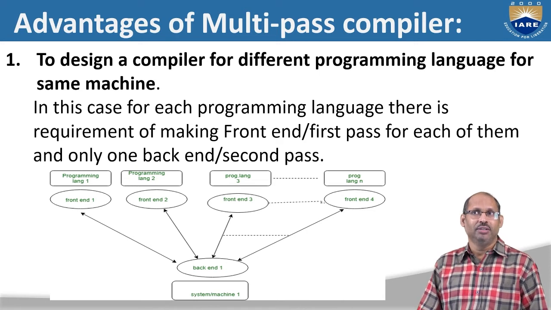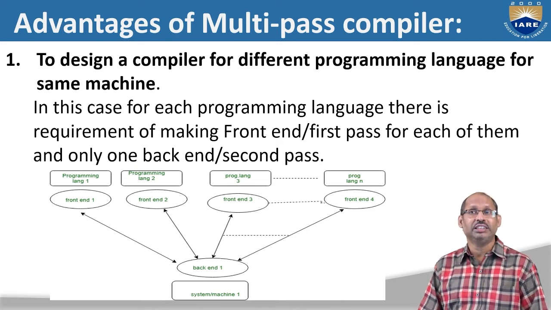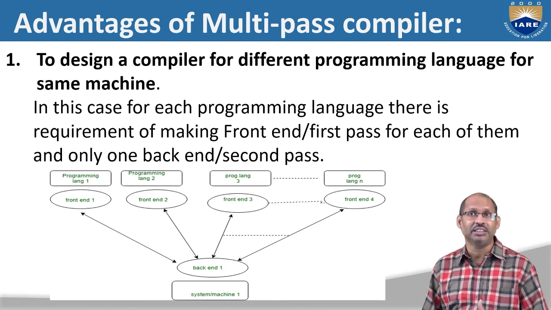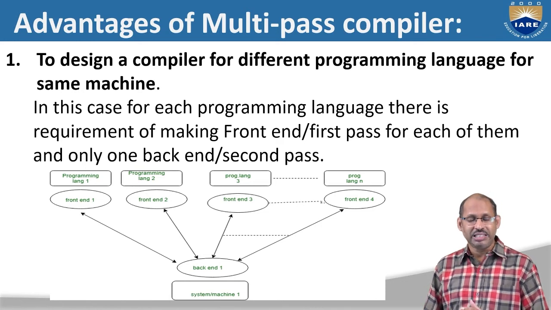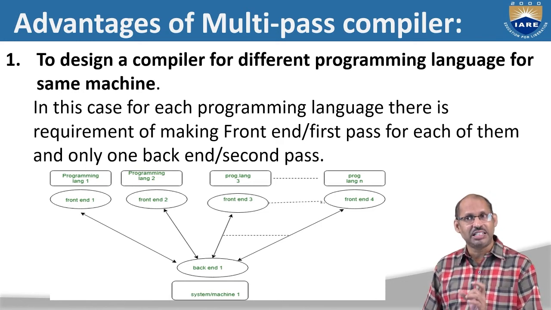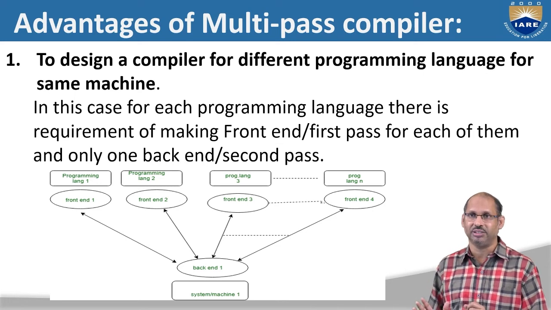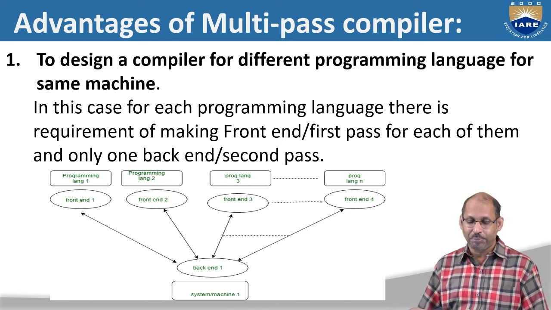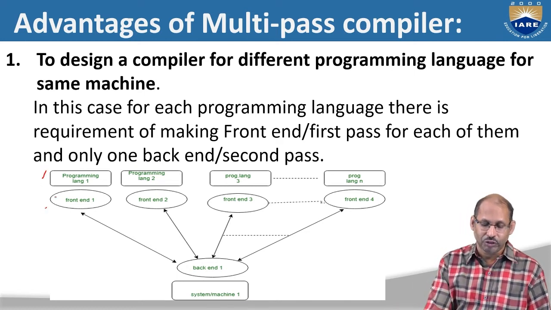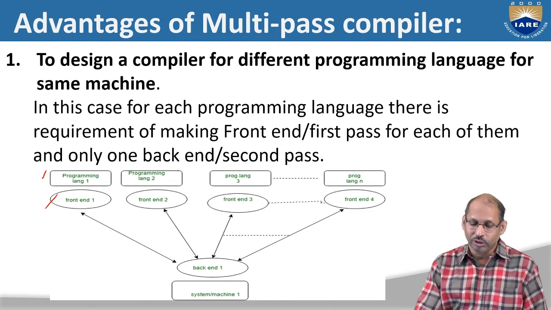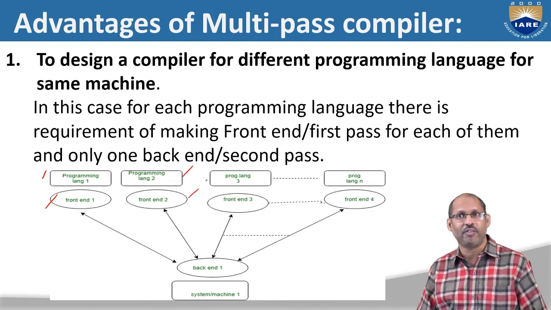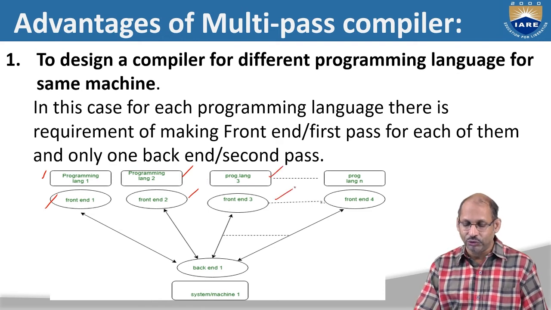To design a compiler for different programming languages for the same machine. That is the first advantage of the multipass compiler. What we are saying is, to design a compiler for different programming languages for the same machine means the backend will be the same with respect to the machine. We will change the front end. So depending on the programming language, we use its respective front end. If it is programming language 2, we use its front end. If it is programming language 3, we use its front end.